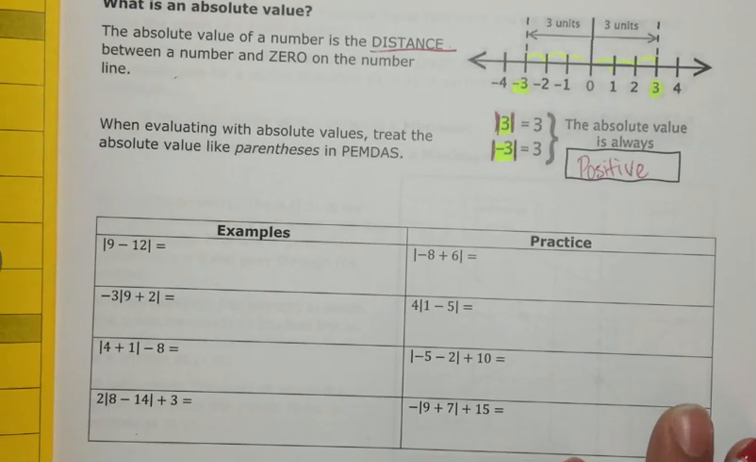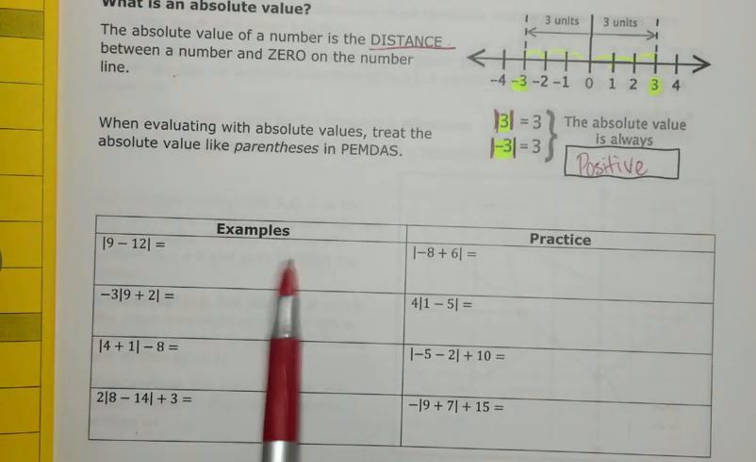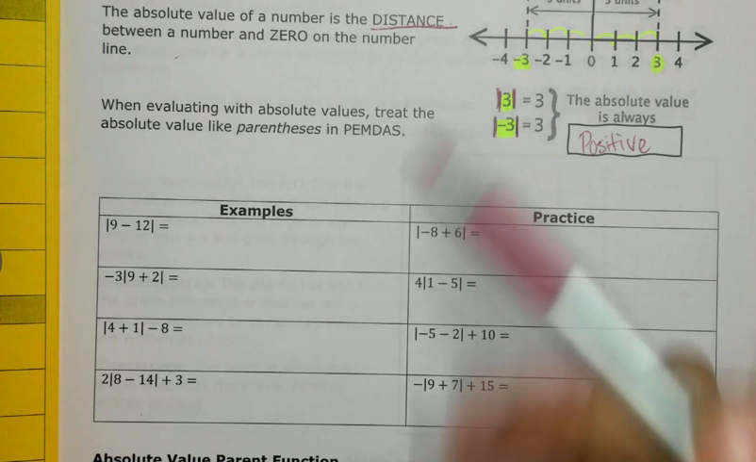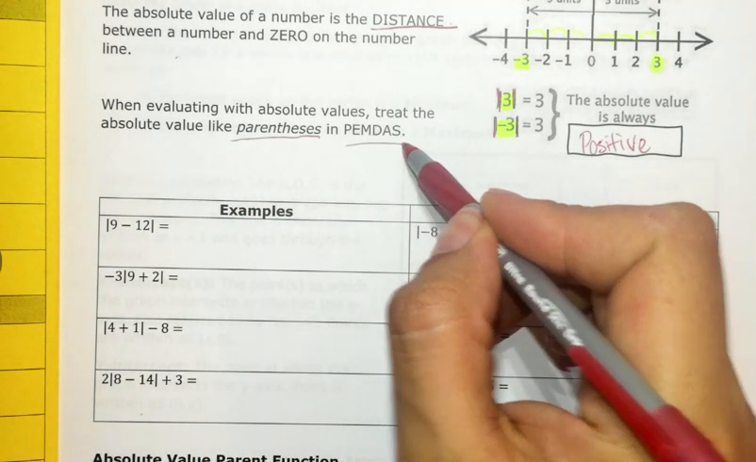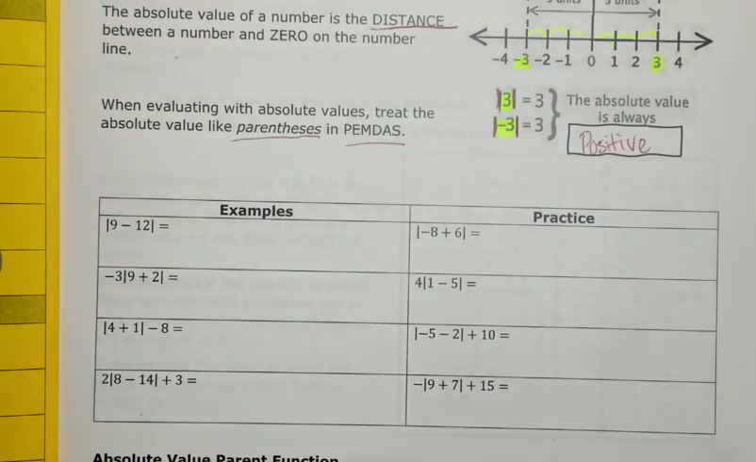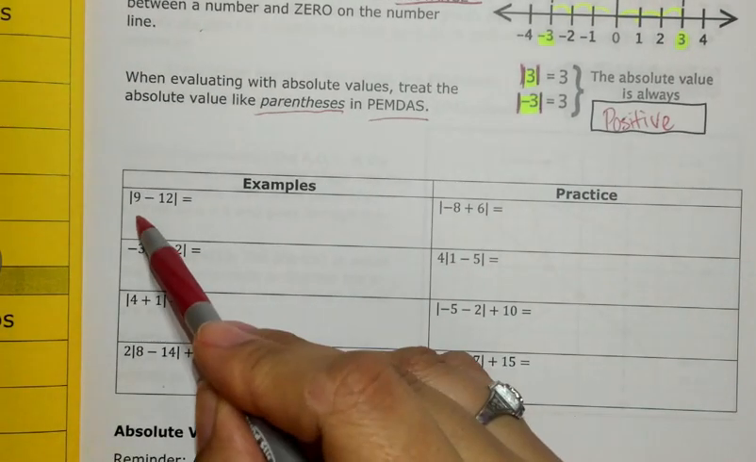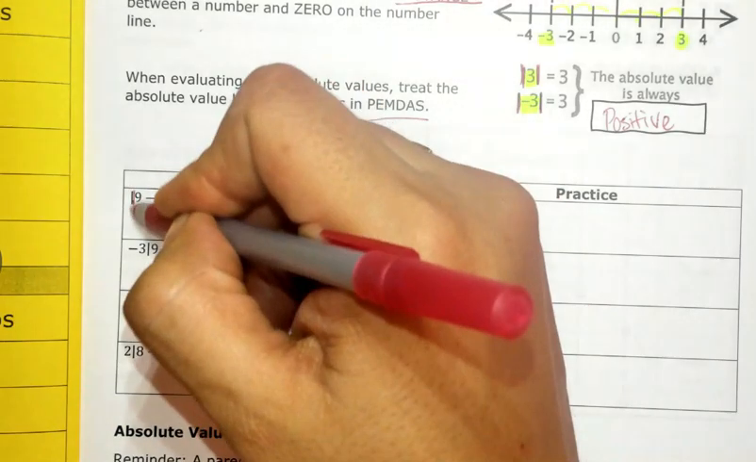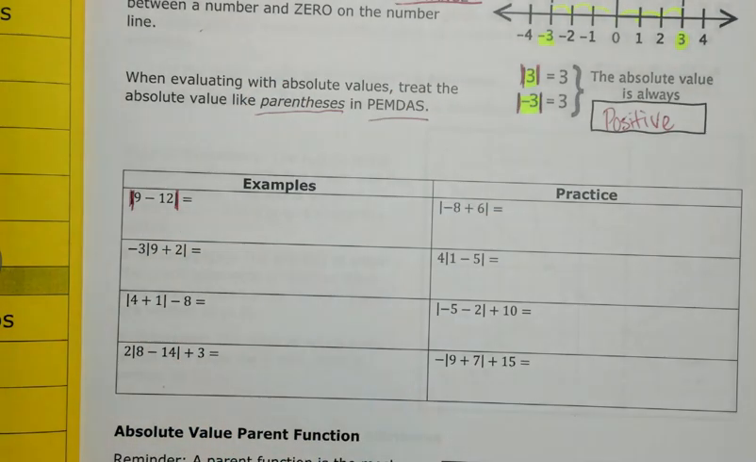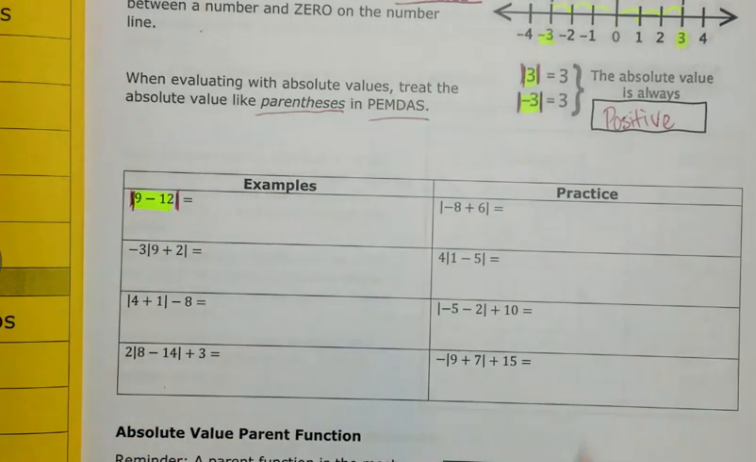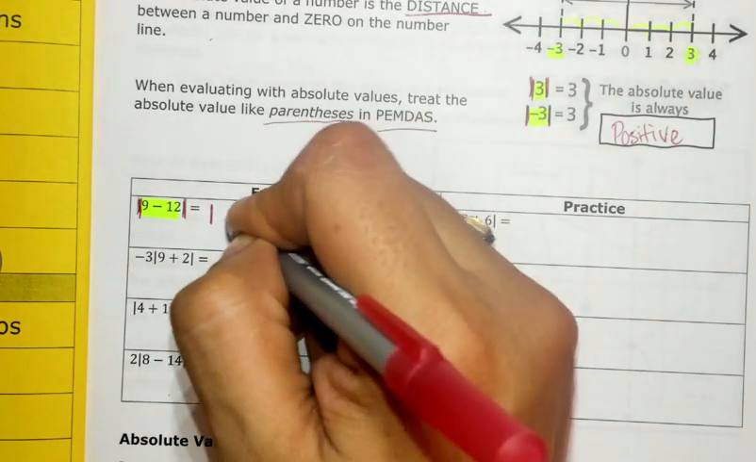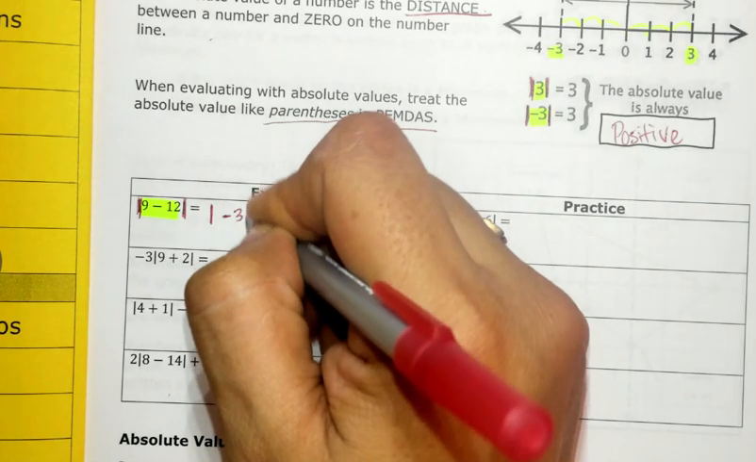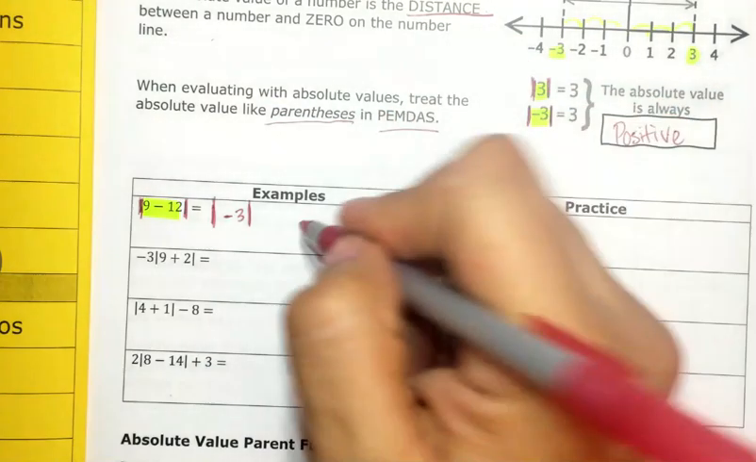We're going to look into evaluating functions of absolute value, and we're going to have to treat it like a parentheses to follow PEMDAS whenever we're simplifying or evaluating absolute value expressions. So here's an example. The absolute value notation has the 2 lines here, which means that we got to find out what first 9 minus 12 is, and then do the absolute value of that. So the 9 minus 12 results in a negative 3 as an answer. And now we're doing the absolute value of negative 3.